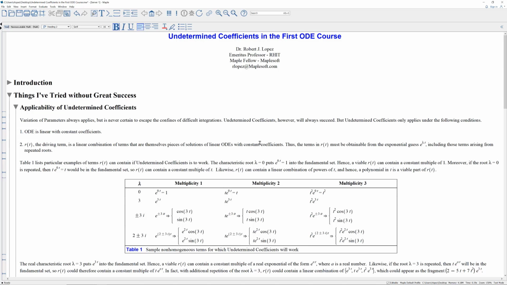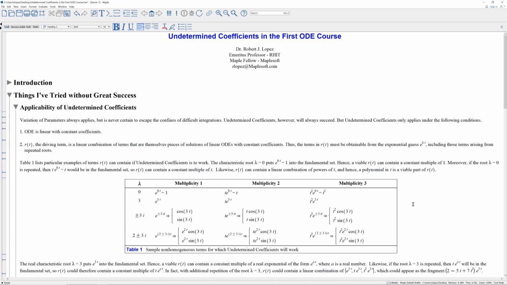And that should be enough for them to understand, if they truly understood what a linear ODE with constant coefficients generated. So the terms in R have to be obtainable from the exponential guess. And that includes terms that arise from repeated roots. So that's the recipe, if students could grasp that immediately. So then I said, okay, they need more instruction.